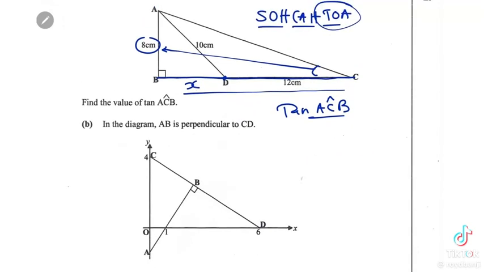So the first part, we are going to find this part. And what are we going to do? We are going to use just this part given. This is the right angle triangle also. So that is the one that we are going to use, using Pythagoras theorem.